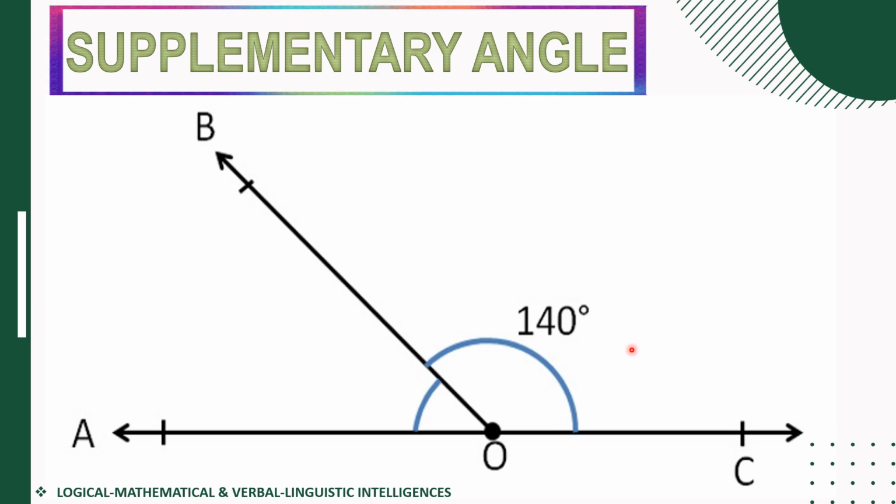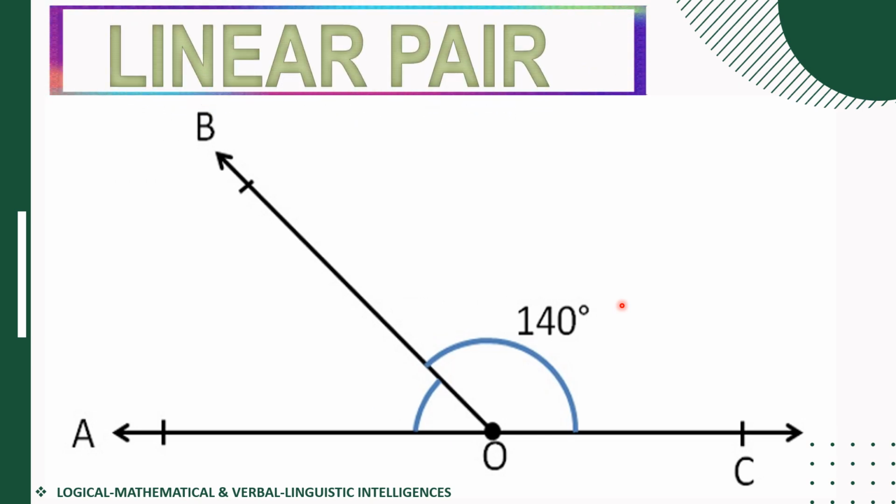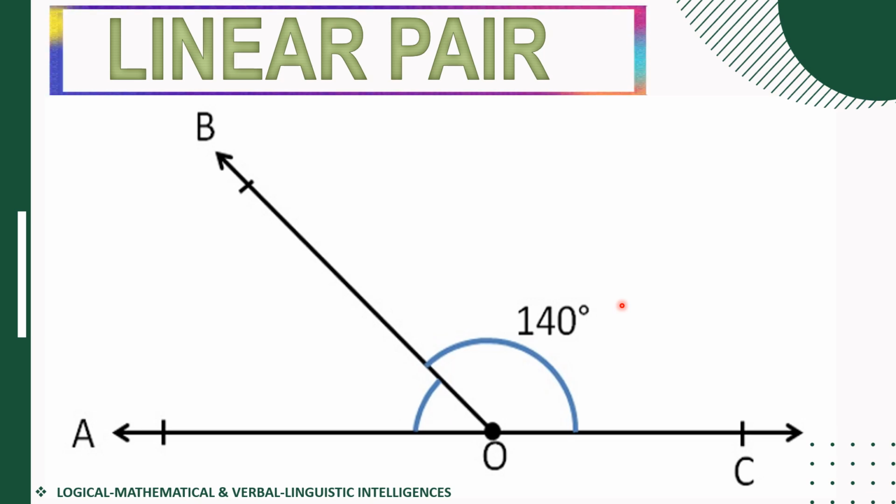But apart from that, we can also see that they are adjacent angles. Here we have a common vertex, which is point O. We have a common side, which is ray OB, and they do not have common interior points apart from the common side. Therefore, we can say that they are adjacent. Since they are both adjacent and supplementary, generally we'll consider this a linear pair.